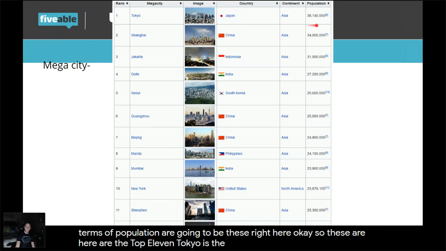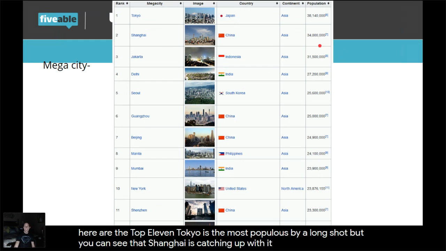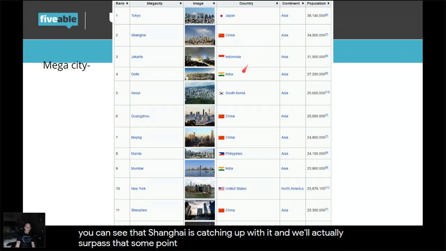Tokyo is the most populous by a long shot, but you can see that Shanghai is catching up with it and will actually surpass it at some point. New York City is only in the top 10, all right, with way less than Tokyo.